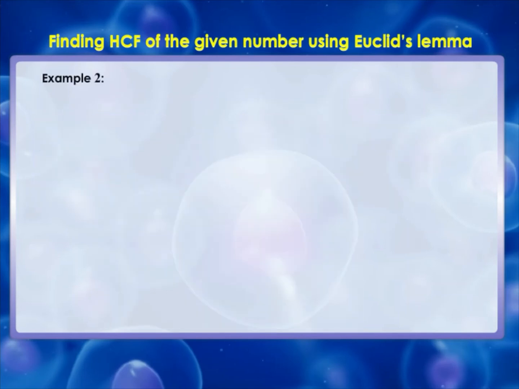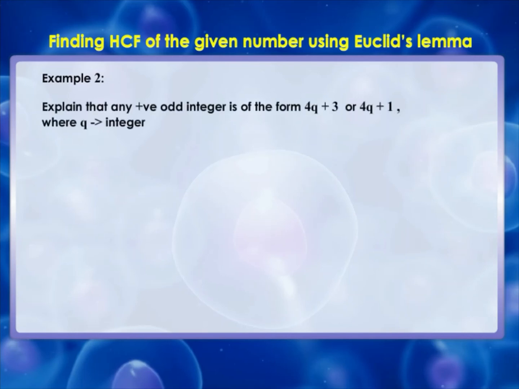Let's move to the second example. Explain that any positive odd integer is of the form 4q + 3 or 4q + 1, where q is an integer.